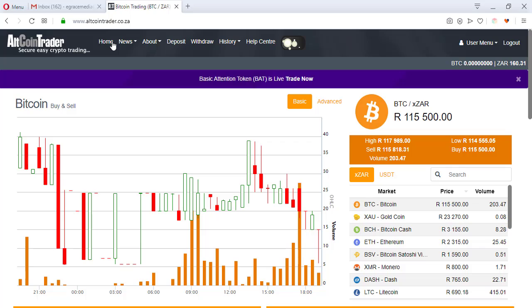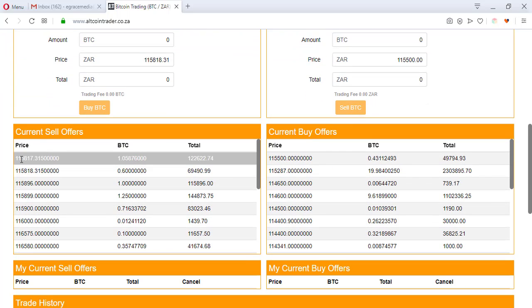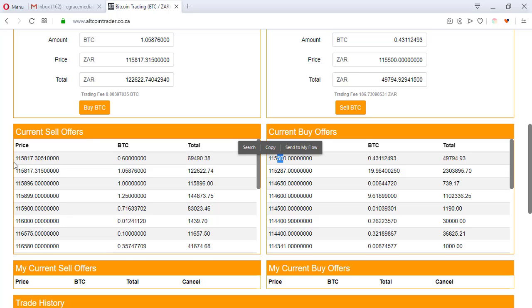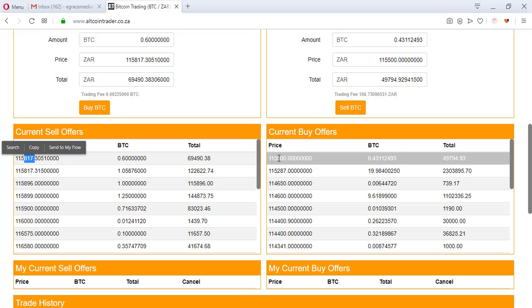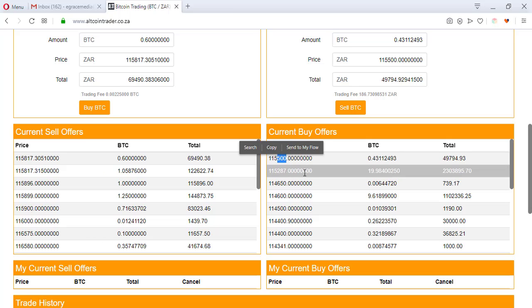Now that we know how to sell your Bitcoin and how to withdraw the money, how do you buy Bitcoin if you want to buy Bitcoin? So remember, we have got our 160 Rand right here, and we want to use this 160 Rand to buy Bitcoin. And this time remember that people who are selling Bitcoin usually sell it for a higher price than I sold it. Like here you've seen that this person is selling Bitcoin for 115,817, whilst I sold this Bitcoin for about 115,200 something.